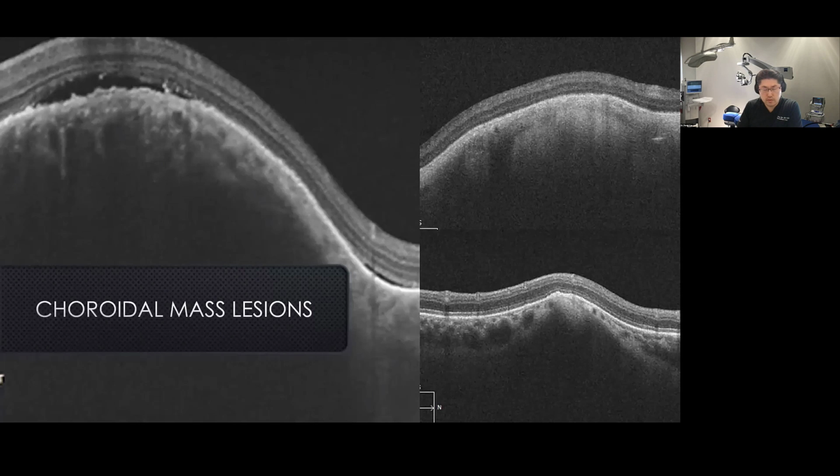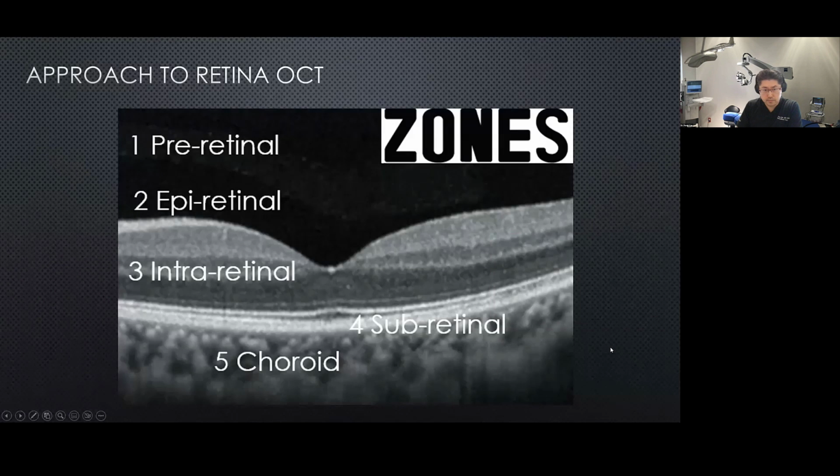And of course, in the choroid, don't forget about choroidal mass lesions. Your hemangiomas, your tumors, your choroidal nevus, and also choroidal calcification for those who are interested. So at the end of the day, we can't make the confirmed 100% diagnosis in all cases, but certainly if you divide into zones, you can significantly narrow down your differential diagnosis.